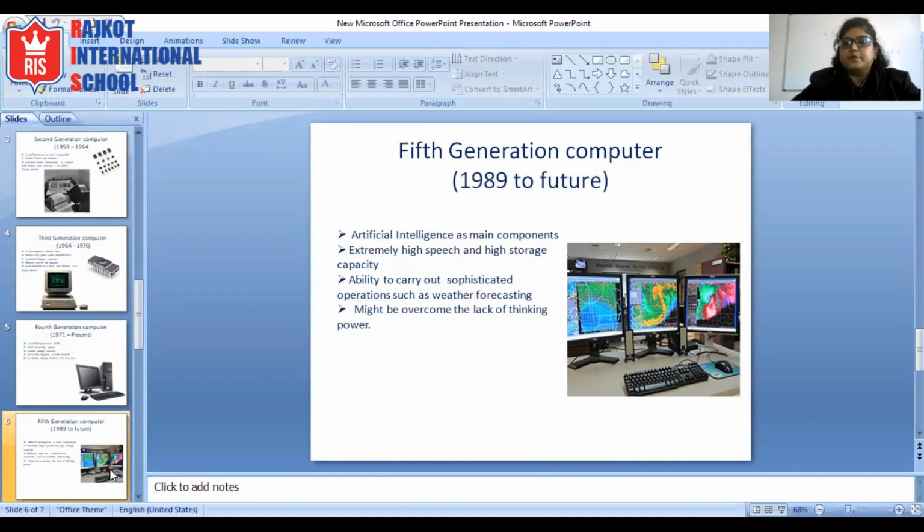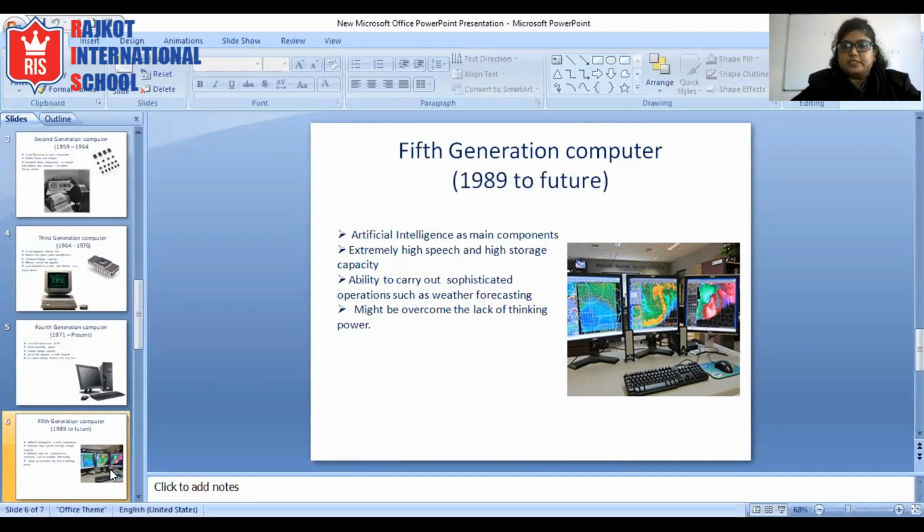It means that computers do not have the ability to think like a human, or to take decisions like a human. So scientists want to make computers that have the ability to think like a human and to act like a human. That's why they want to use artificial intelligence as their main component.